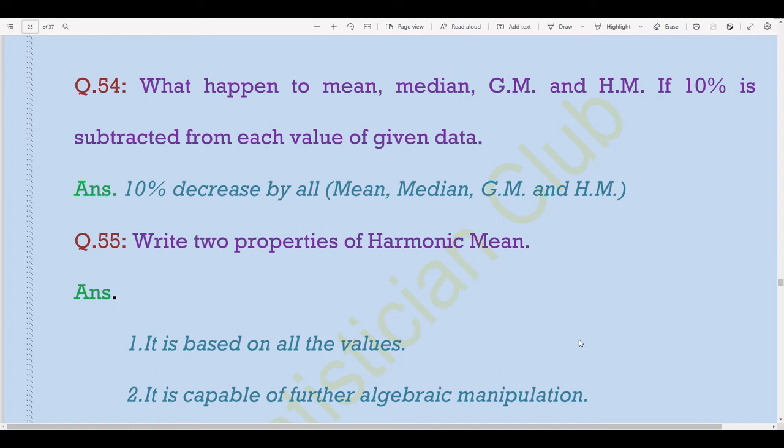Mean is affected by change of origin and change of scale. Here I define change of scale as multiplication or division. So what happens to mean and median if 10% is subtracted? Subtracting 10% means change of origin. So there is a 10% decrease in the mean, median, mode and geometric mean.